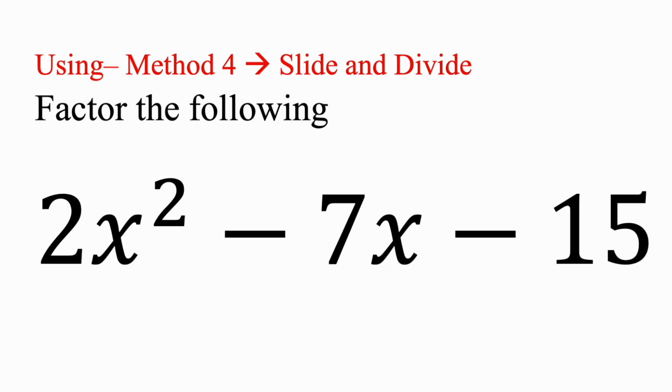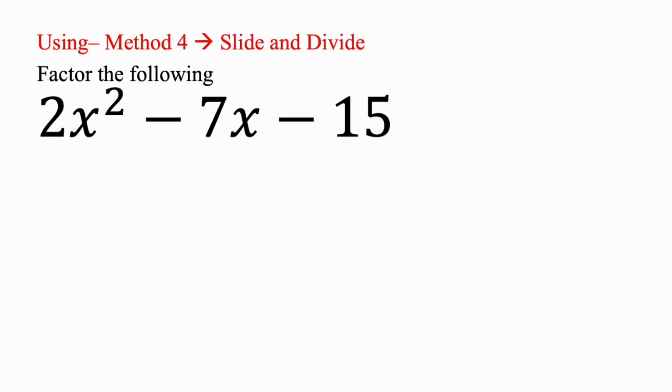Okay, in this video, we're going to factor the following expression, and we're going to use method 4, slide and divide. In the description box of this video, I have a playlist where I go over several different methods, and this is one of them. And so let's begin. So with this method, we want this piece to be an x squared. So what I'm going to do is divide by 2.